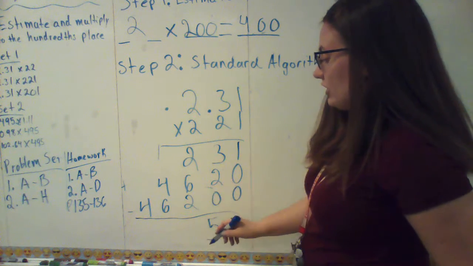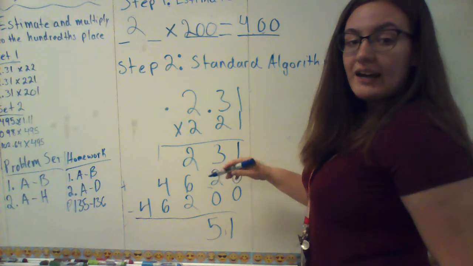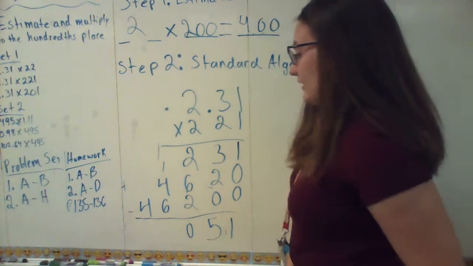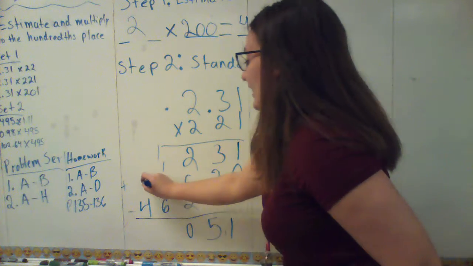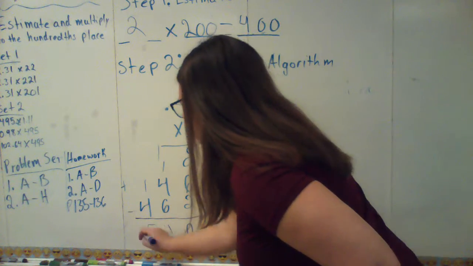2 plus 6 plus 2, so I'll think of this as 2 plus 2, which is 4. And then 4 plus 6 is 10. Carry the 1, leave the 0. 4 plus 6 again is 10. 10 plus 1 is 11. And then 1 plus 4 is 5.